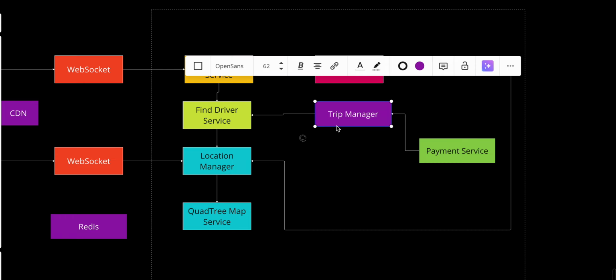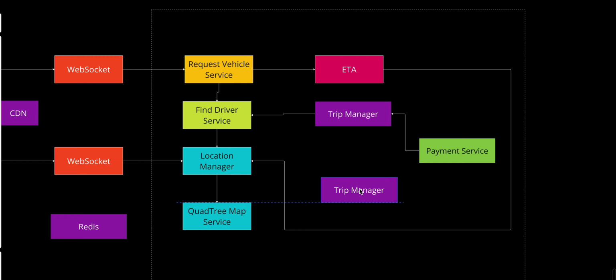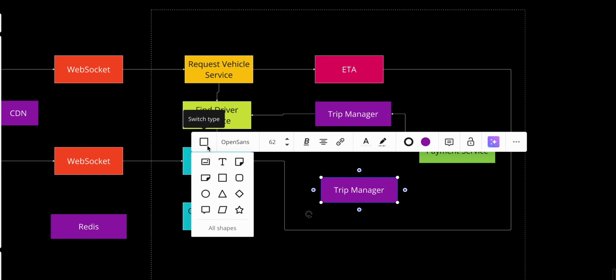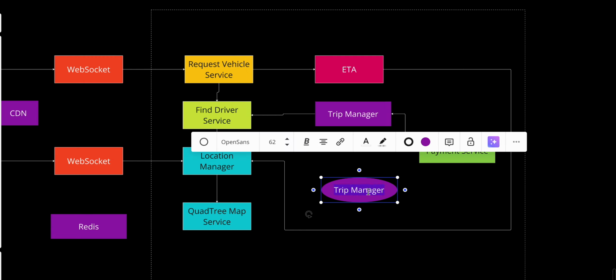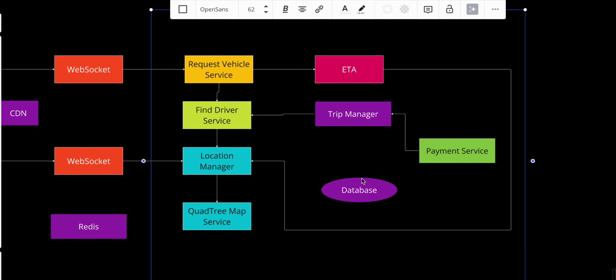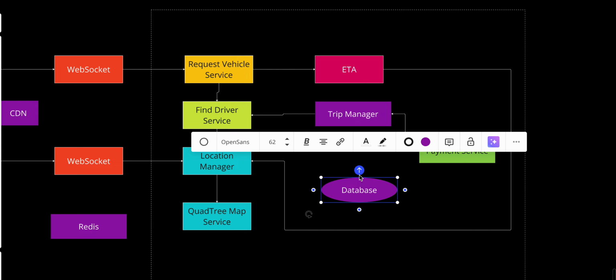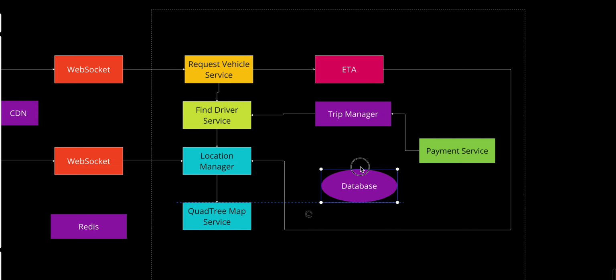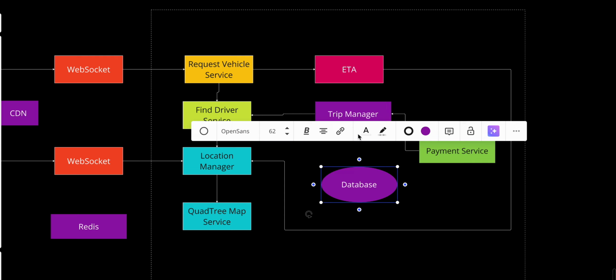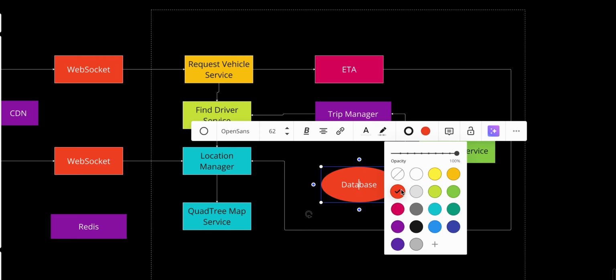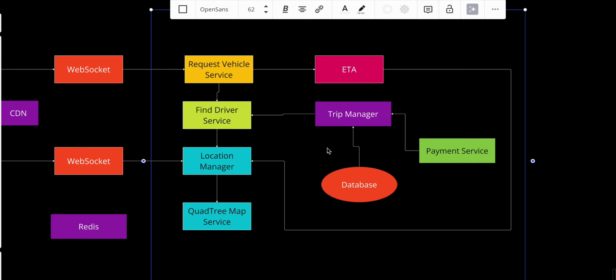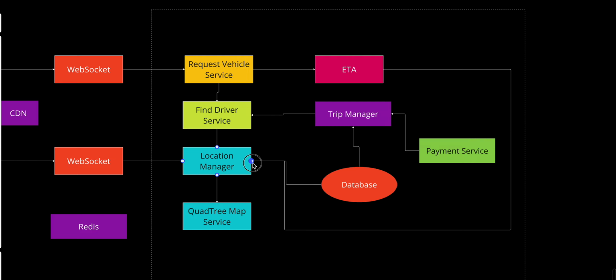I guess I added everything and I didn't add any database. So let's add a database. And the database will be connected with the trip. Let's give it a color. Yeah, it will be connected with the trip manager. It should be connected with the location manager as well.